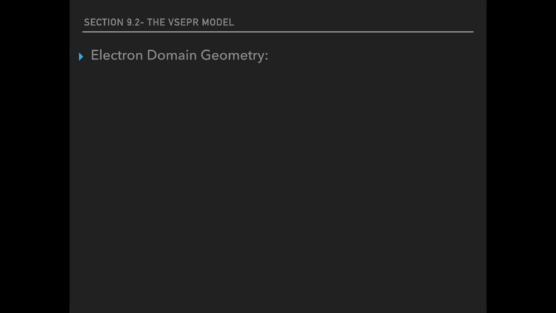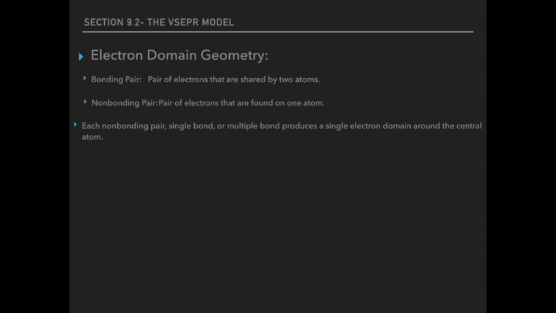Well, there are a couple of terms we need to go over first. There is the electron domain geometry, and the electron domain geometry includes the bonding pair, and the bonding pair is just the pair of electrons that are shared by the atoms. That's represented just by a line, by the sharing of electrons. And then there's the non-bonding pair, which is the pair of electrons that are found just on one atom, the dots that you see, the electrons that are not shared. So when we're counting the number of electron domains that a molecule has, each non-bonding pair, each single bond and each multiple bond, those represent just one single electron domain.